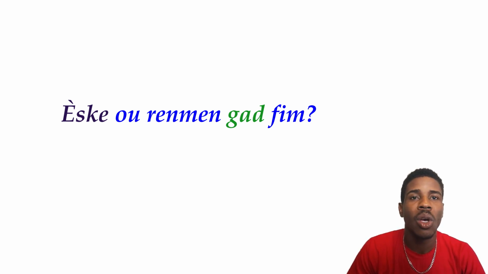In this sentence, we have eske, which may be used at the beginning of a closed question. That means a question which can be answered by yes or no. But it's not a must. You can make a closed question without eske. So you could have said, Ou renmen gade film?